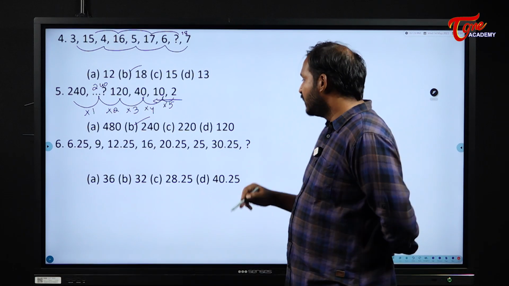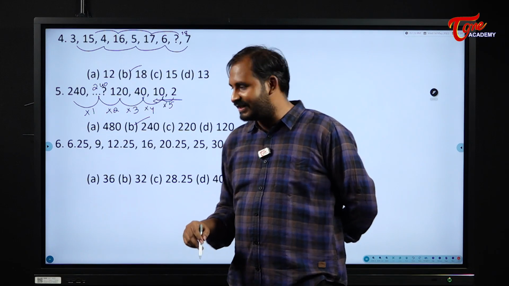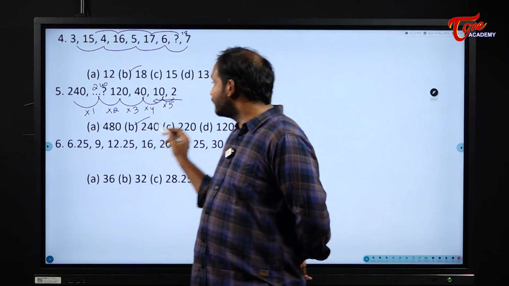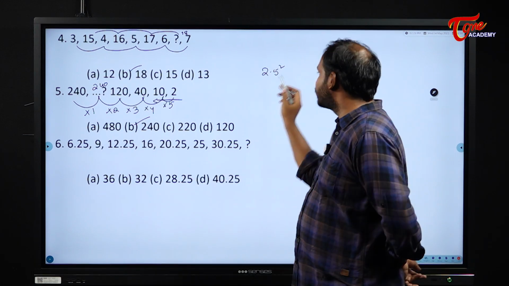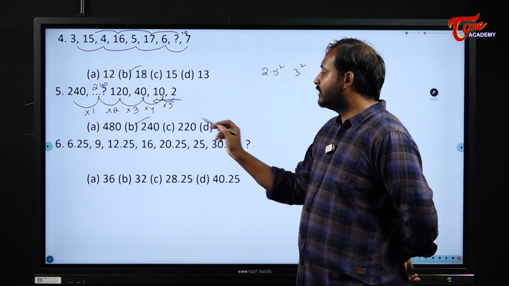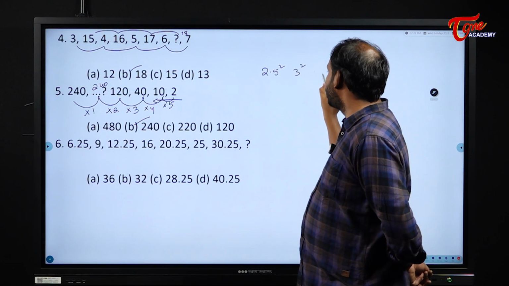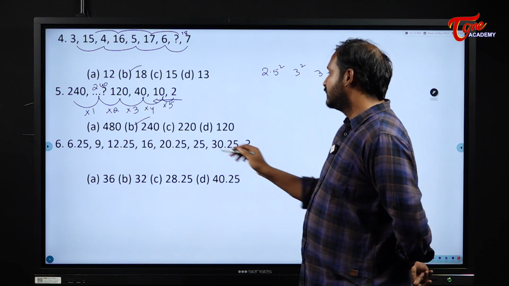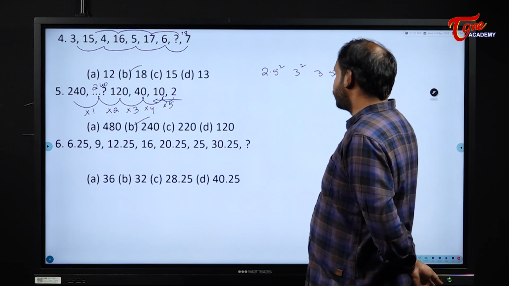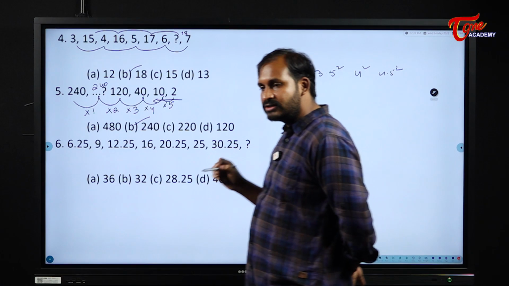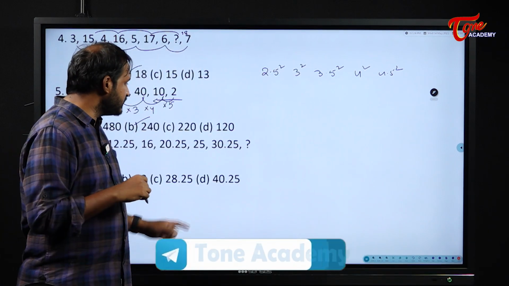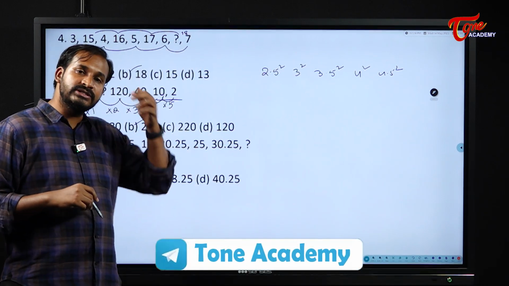If you observe carefully here, students, 6.25 is nothing but the square of 2.5. 2.5 square. And 9 is what? 3 square. And 12.25 is 3.5 square. And 16 is 4 square. 20.25 is 4.5 square. And these are what? Squares, students. Okay, 5.5 square is 30.25.